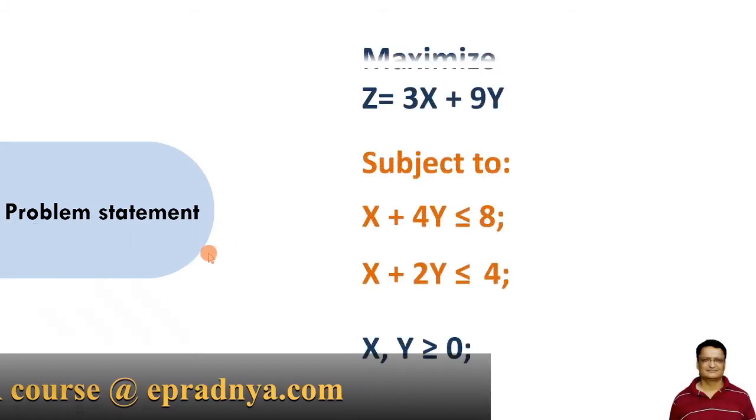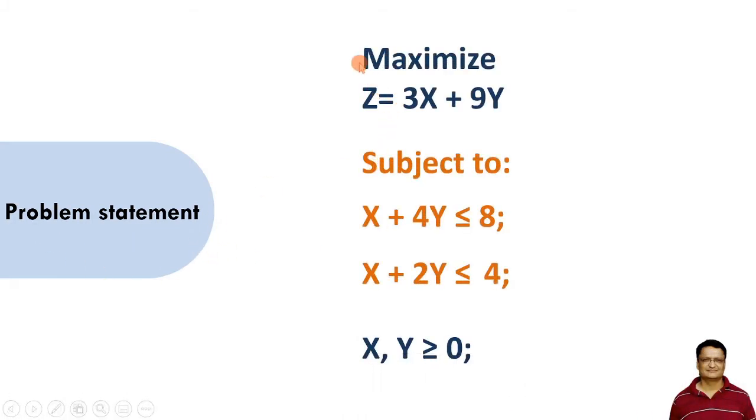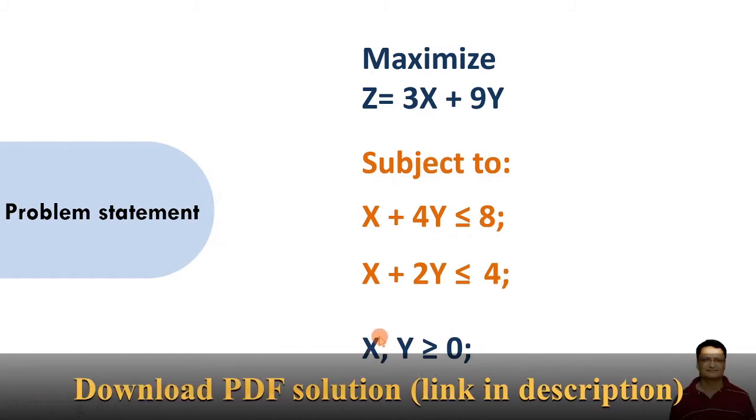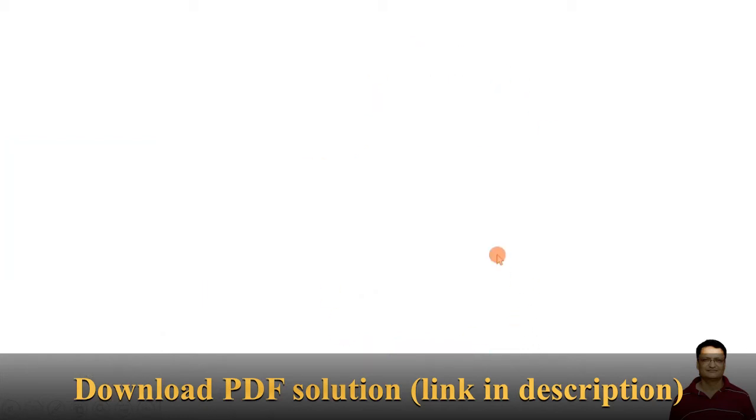Here is our problem statement. We want to maximize the objective function z equal to 3x plus 9y, where x and y are our decision variables. This is subject to two constraints: x plus 4y is less than or equal to 8, and x plus 2y is less than or equal to 8. There is also a non-negativity constraint, which means that the decision variables x and y cannot have any negative value. They can be 0 or greater than 0. Now let us move to solve this problem.